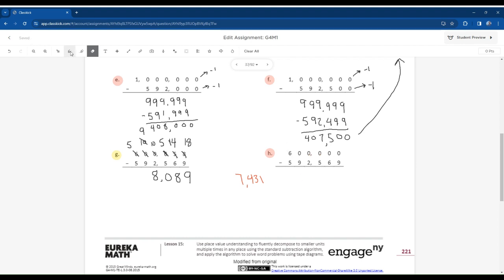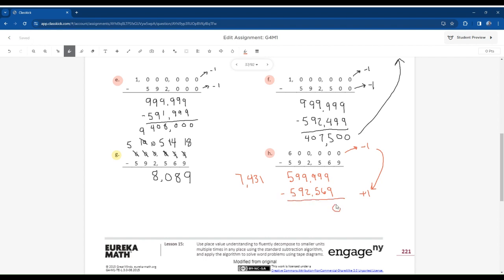There is another way that I will sometimes show students where rather than taking 1 away from both numbers, I'll just take away 1 from my top number, but I always tell them you got to put that 1 back then there at the end. So I'll just take 1 away from 600,000 in this case to make 599,999. And I'm going to leave this number intact for this example. 592,569. And then we got to add that 1 back then there at the end.